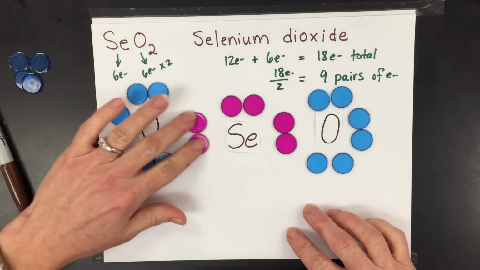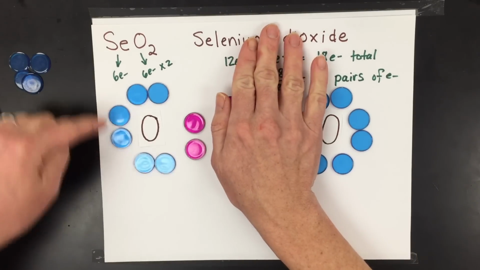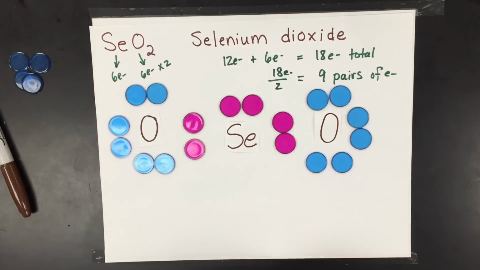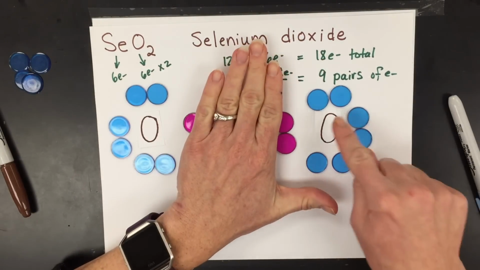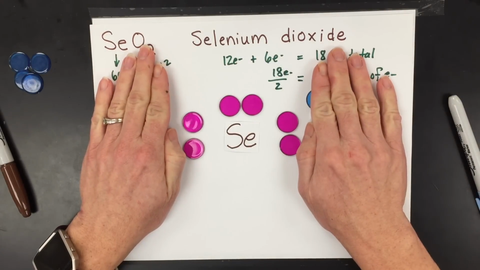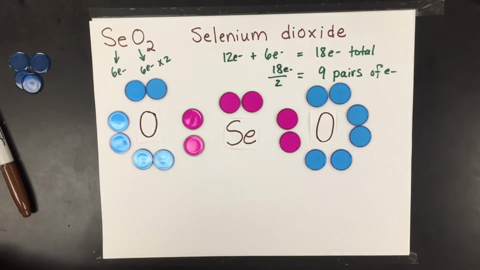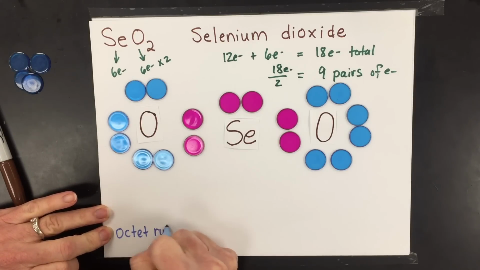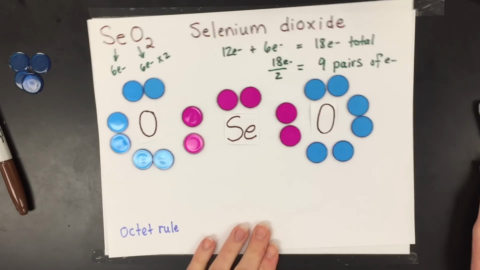These electrons count, these ones right here that are shared for both atoms, so that one has 8, again, that octet rule. And if I look at this oxygen, these are shared, it has 8, but currently the selenium only has 6 electrons. So again, we have to follow something called the octet rule. And right now, selenium does not have 8.